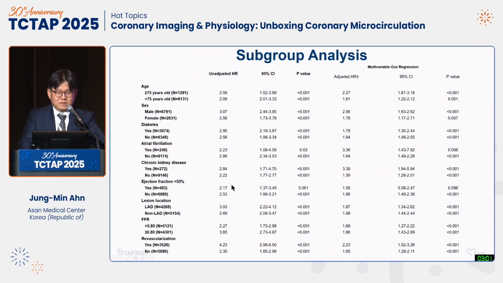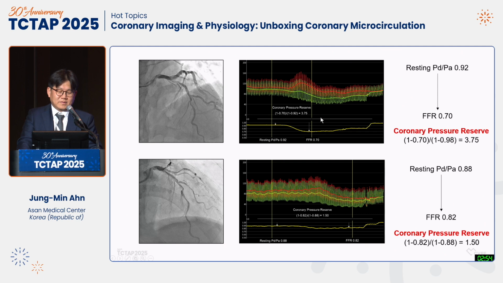Every subgroup showed that the lower CPR is associated with the higher mortality. So let's go back to the typical pressure curve. We can guess, not accurate, but we can guess the patient CPR. So upper patient CPR is 3.75, final FFR is 0.70. Yes, this patient, this stenosis required the coronary revascularization, but overall mortality should be low.